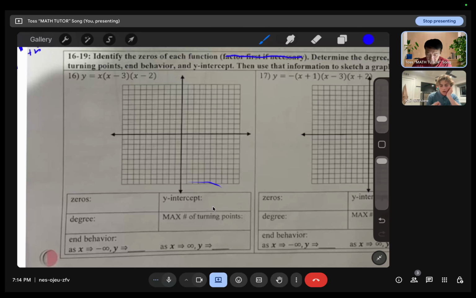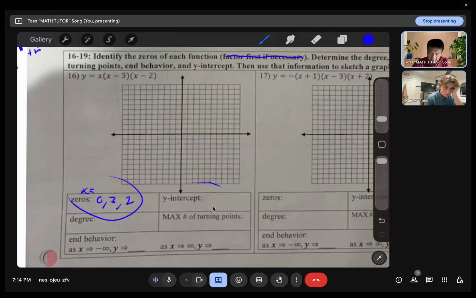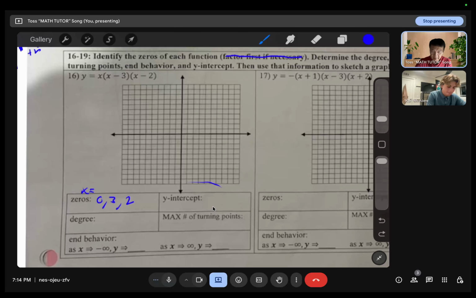Okay, the zeros. You could eye it. When you set x equal to 0, all of it, including the x, is 0. If you set this equal to 0 and solve, it'll be +3. Add both sides by 3. Set this equal to 0 and solve. Add both sides by 2. It'll be 2. Actually, you should write x equals 0, x equals 3, x equals 2.